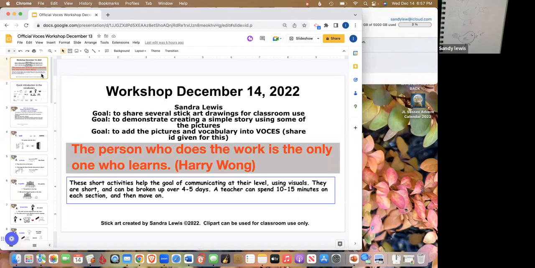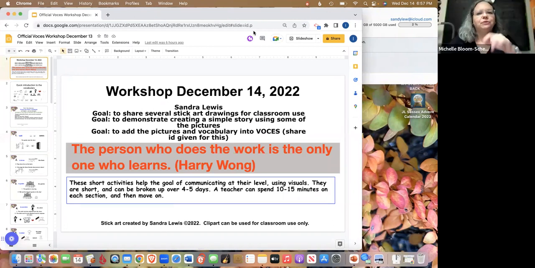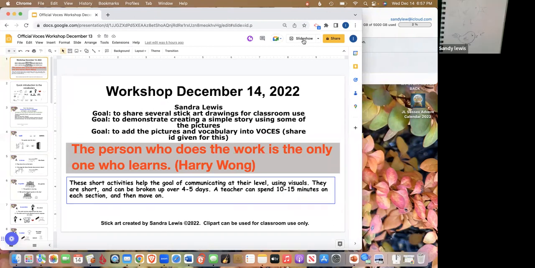Do you want to go to full screen to make it bigger? Oh, you will when you go to slideshow. Never mind. Yeah, when I go to slideshow. Yep, I'm going to go to slideshow, and I'm on the first slide.